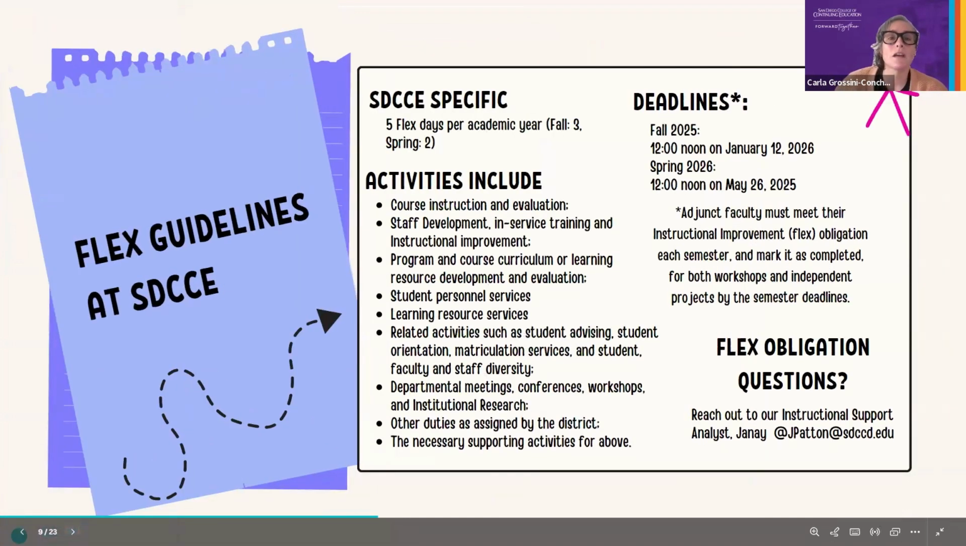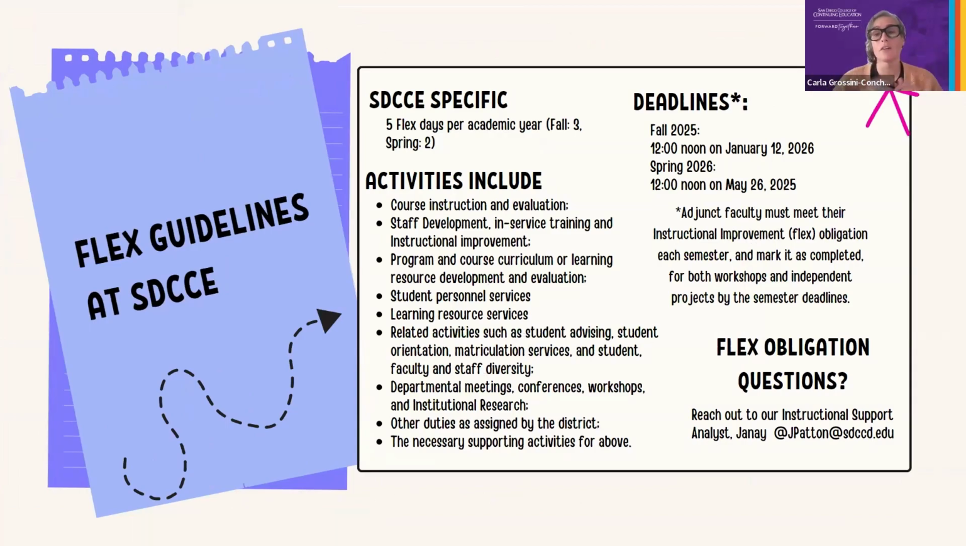Okay. So I'm going to talk specifically for my SDCCE folks because the 4 credit colleges and our SDCCE as a non-credit institution function a little bit different. So for SDCCE, we are allowed 5 flex days per academic year. We get 3 in the fall. So that's convocation day and 2 flex days. And then we're given 2 in the spring, which we know is spring institution day, and then 1 more flex day.